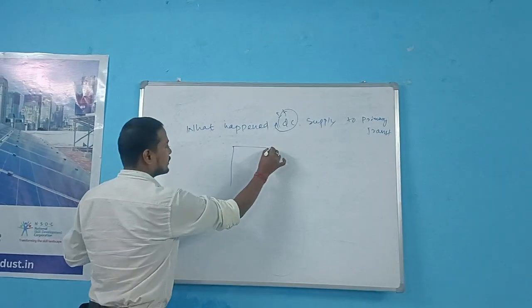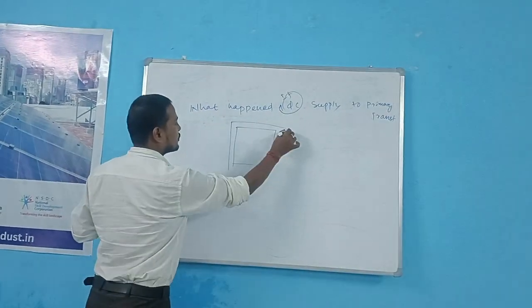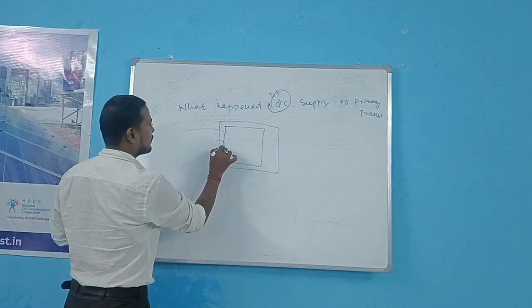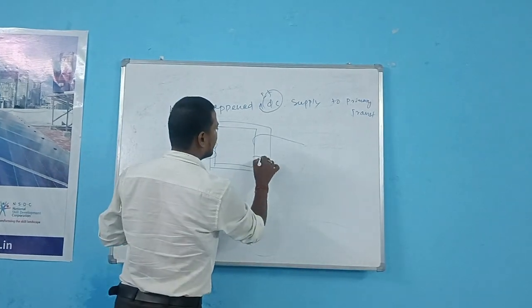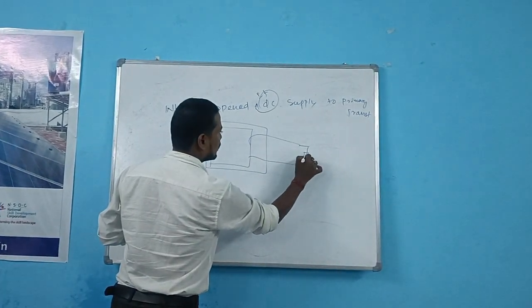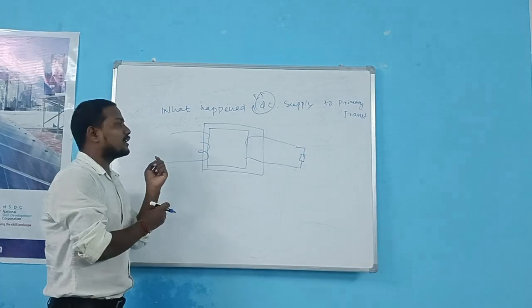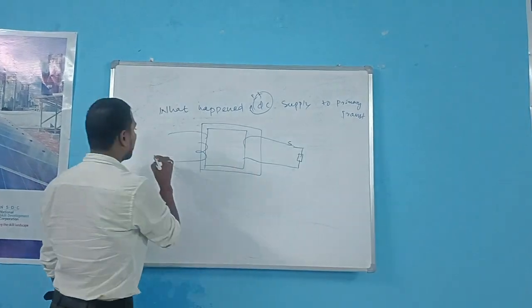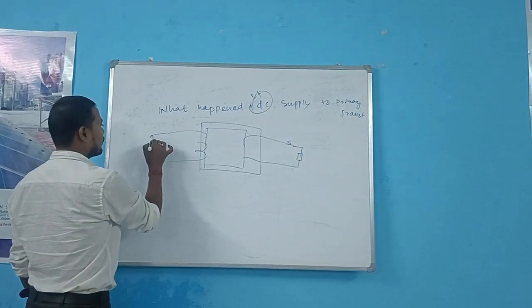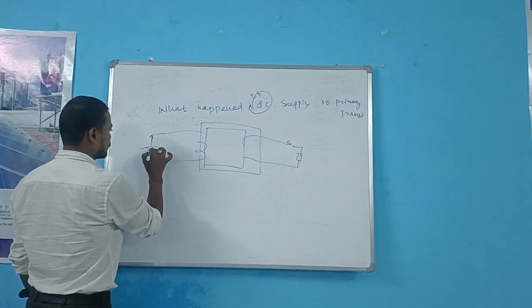Normally this is a transformer, known as a normal transformer or two winding transformer. This is the primary winding and this is the secondary winding. The secondary winding is always connected to the load, that means the winding to which the load is connected is known as the secondary winding, and the winding connected to the supply is known as the primary winding. If we supply the DC source.